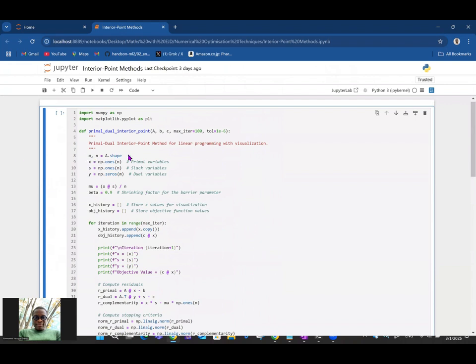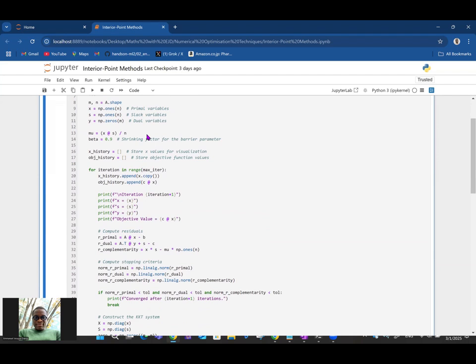You have M and N from the shape of A. A is the matrix of coefficients, like we know. B is the right-hand side. And C is the C we have when we formulate the problem. So you have X, S, and Y: the primal variable, slack variable, and dual variables.